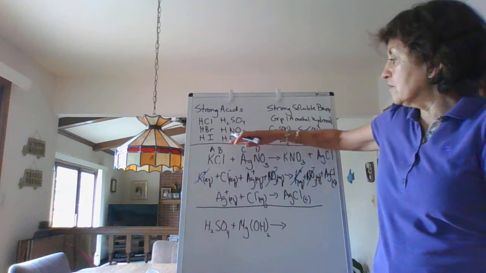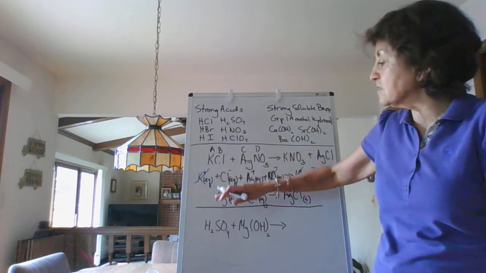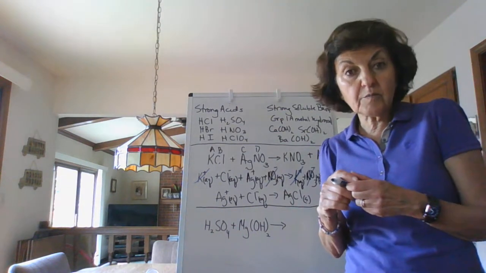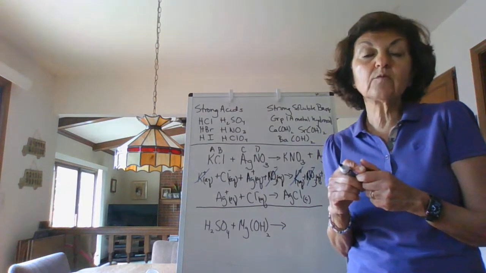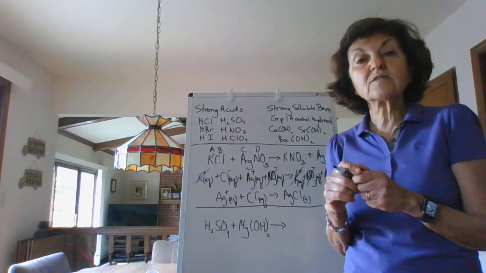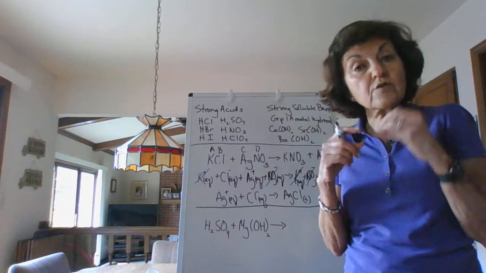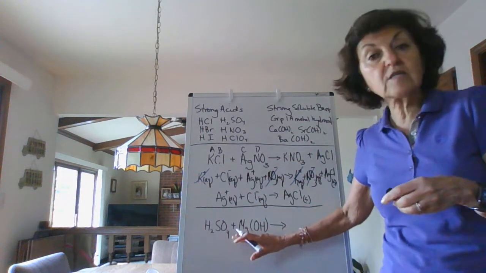You turned this equation into this, and then this, after you canceled out all the spectator ions, into this. How did we do it? We knew our solubility rules. We knew which ones were strong electrolytes and which ones were not. And the ones that are strong electrolytes, you break them apart into ions. The ones that are not strong electrolytes, you keep them intact. Okay, so let's move on to this one over here.